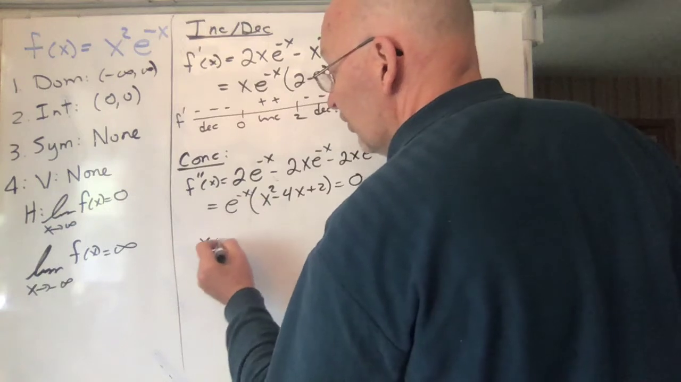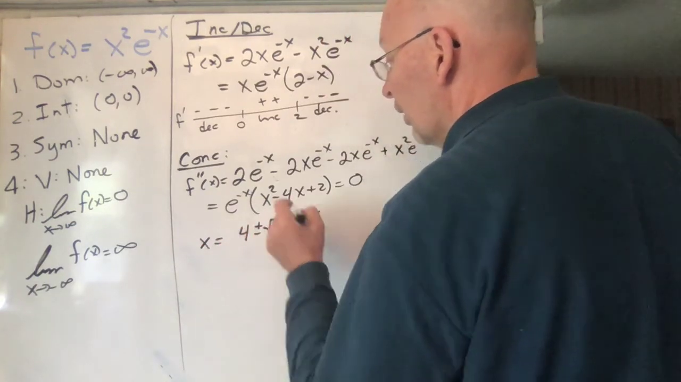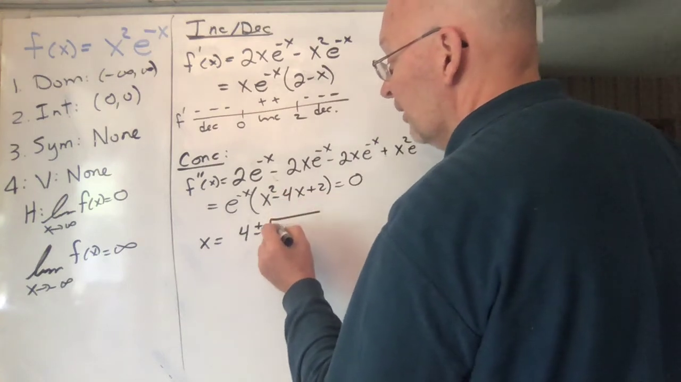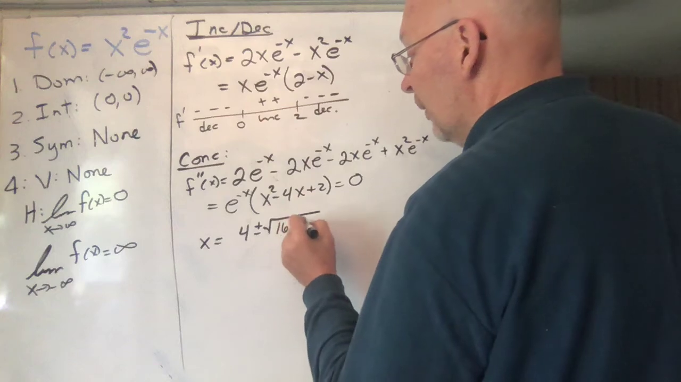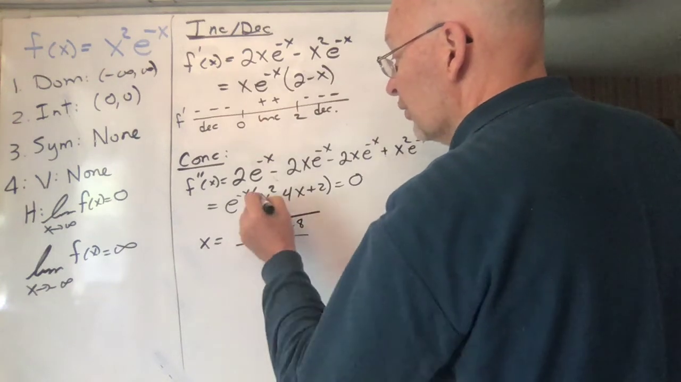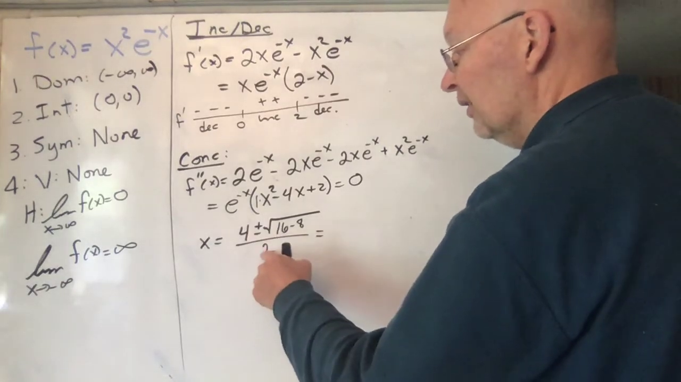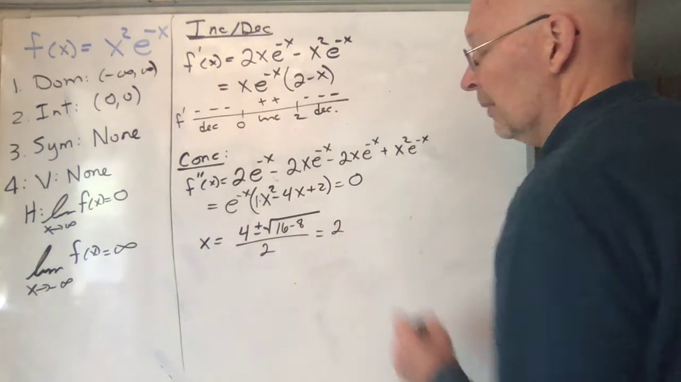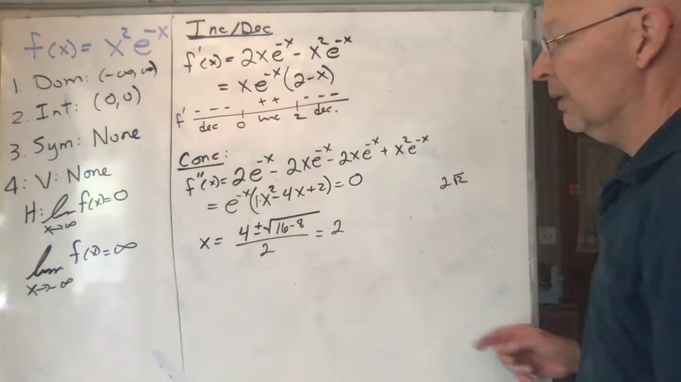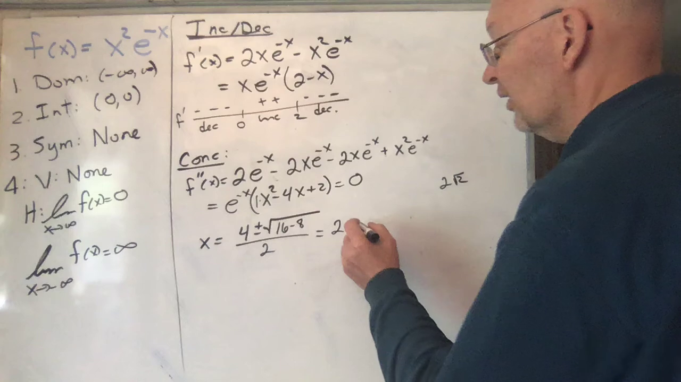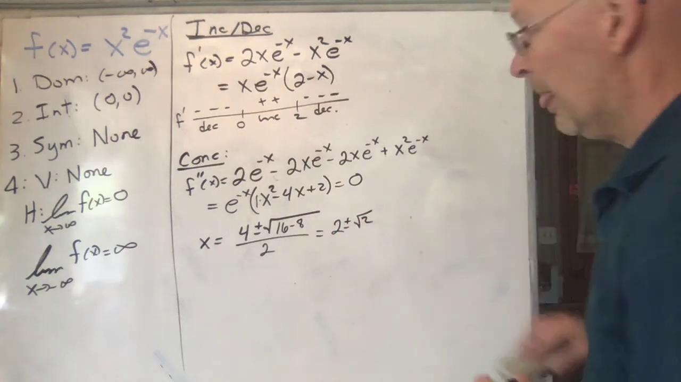So x is going to be 0 when? At 4 plus or minus the square root of negative 4 squared, which is 16, minus 4 times 1 times 2, which is minus 8, all over 2 times 1, which is 2. And so 4 over 2 is 2. The square root of 8 is 2 times the square root of 2, and if you divide that by 2, you're just going to get the square root of 2. So you're just going to get that right there.